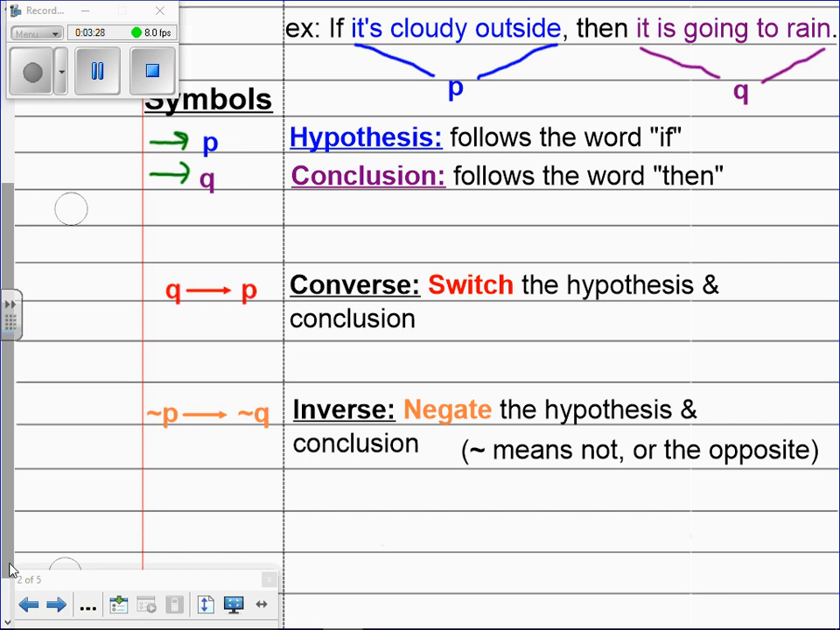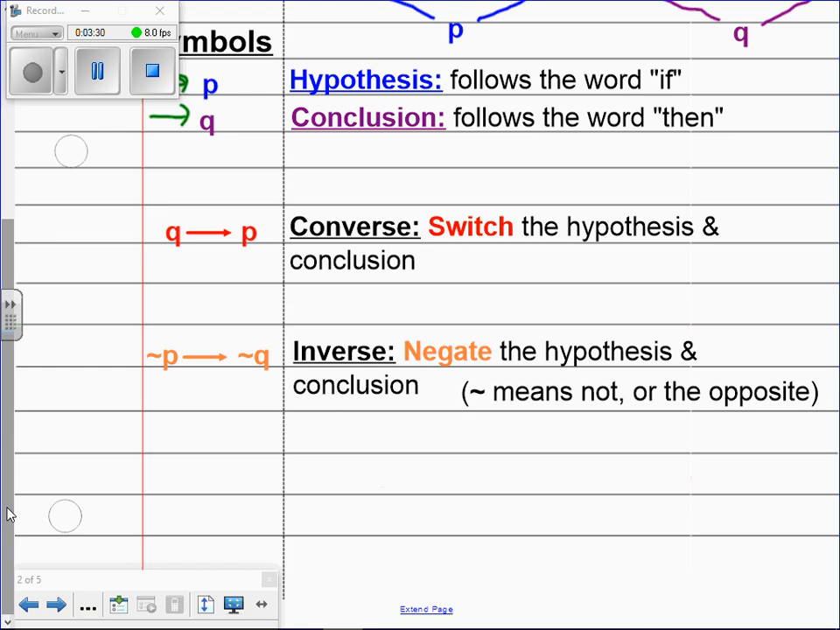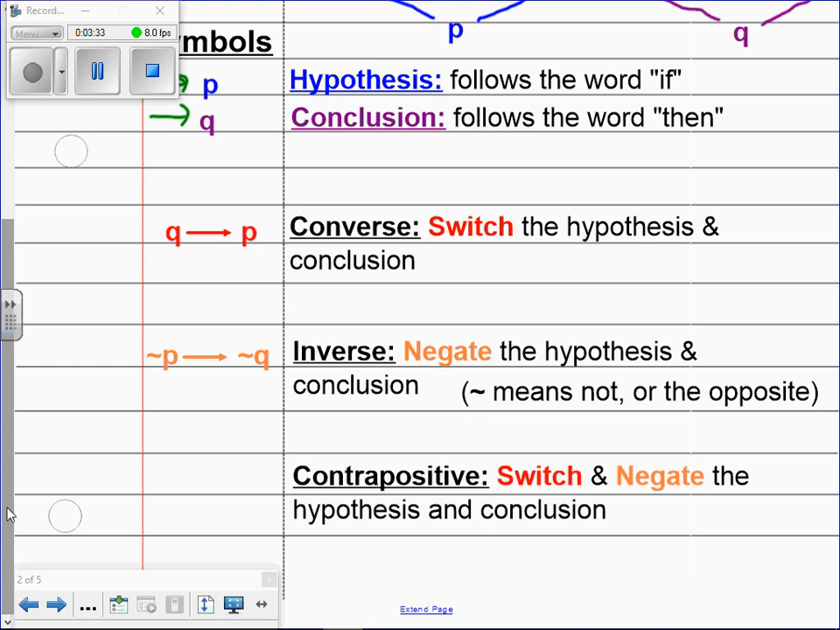And then your next one, the last one we're going to talk about switching, is called the contrapositive. Now, I remember this one because contrapositive is a longer word than converse and inverse. And so, therefore, it's got to do 2 things. Now you got to switch and negate the hypothesis and conclusion. So basically, you're going to do what the converse was, and then you're going to negate it. And then the symbols for contrapositive would be not Q and not P. So just as long as you can identify the original hypothesis and conclusion, then you should be able to switch it around to form the converse, inverse, and contrapositive.